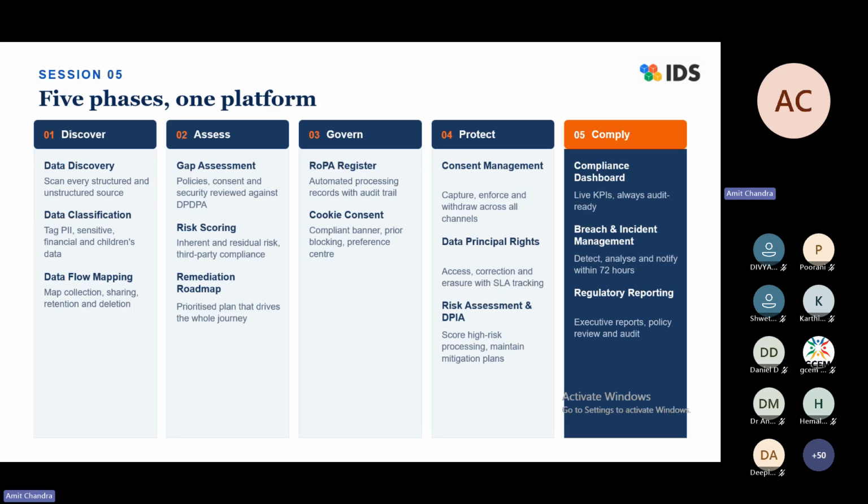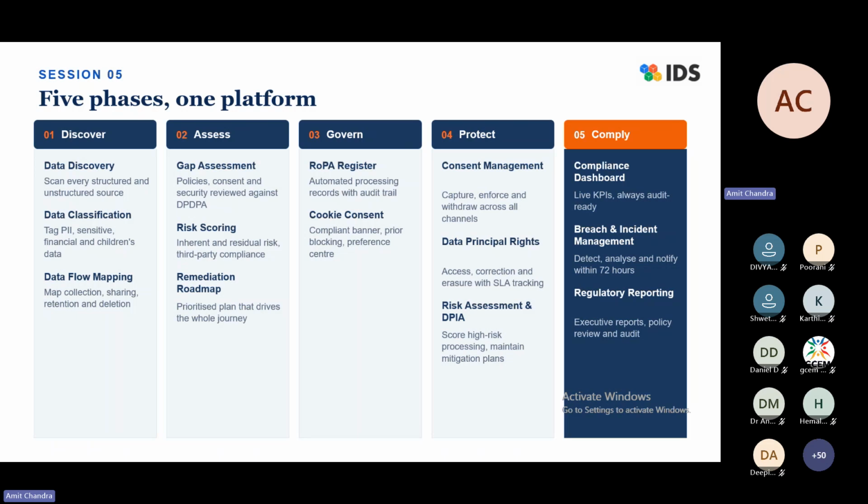We are going to have data classification and data flow mapping, which we will use in order to discover the data. Then, in order to assess the data, we will be using a gap assessment tool, risk scoring tools, and remediation roadmap tools. We are also going to take phase 3, Govern, where we will have automated processing records with an audit trail. We will be using an off-chain database so that we keep track of all the logs.